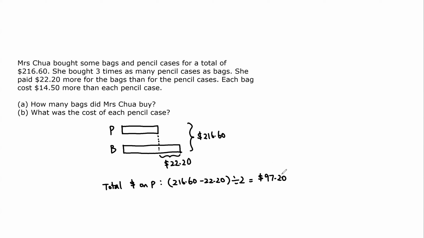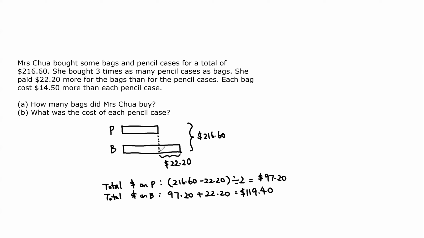$97.20. And for the total amount spent on bags, you can just add the $22.20 to $97.20. So that will be $119.40. All right, so now we know the total cost spent on these 2 groups of items.